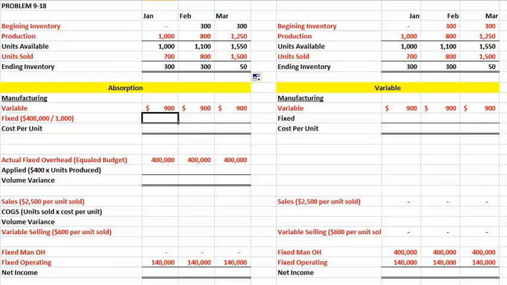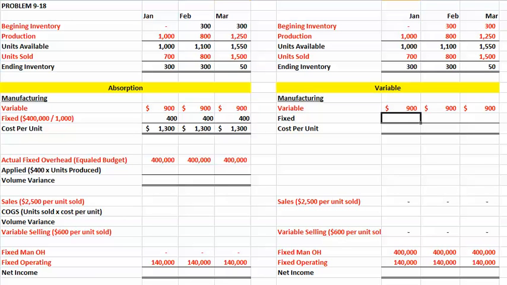So we've got a cost per unit of $400 for fixed manufacturing overhead. Our total cost per unit then under absorption costing will be our variable cost of $900 plus our fixed cost of $400 per unit, or $1,300. And again, that's going to be the same in February and March also. We've got $400 per unit fixed, $900 variable, $1,300 total.